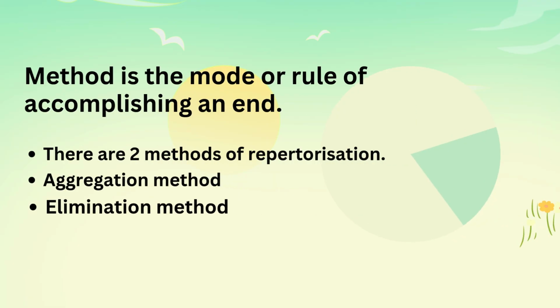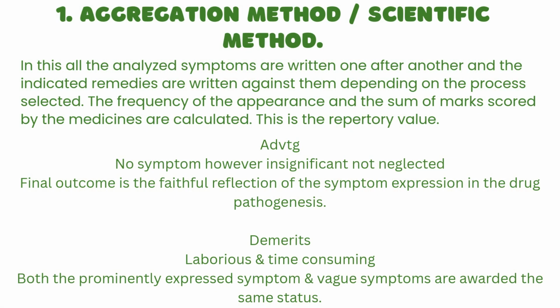Method is the mode or rule of accomplishing an end. There are two methods of repertorization: aggregation method and elimination method. 1. Aggregation method, the scientific method. In this, all the analyzed symptoms are written one after another and the indicated remedies are written against them depending on the process selected.